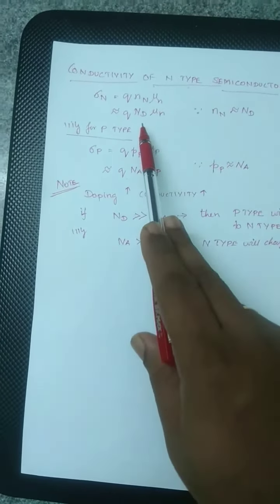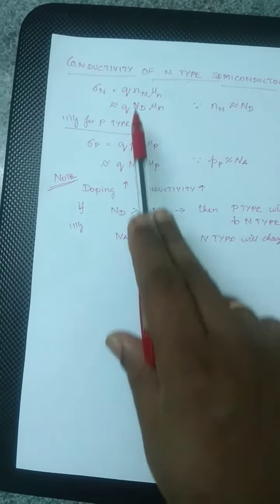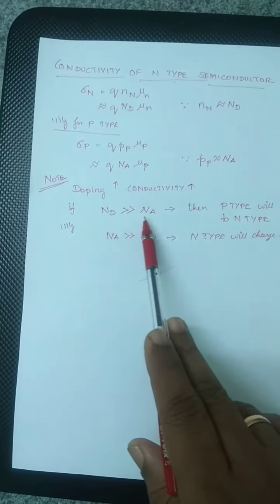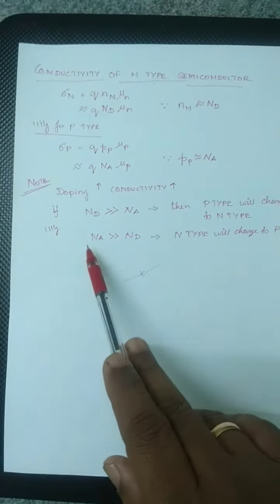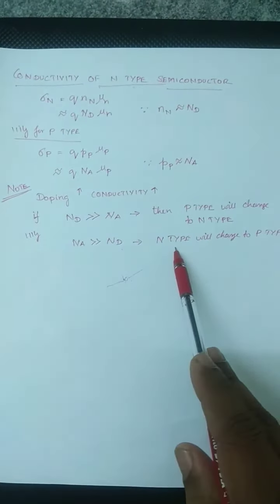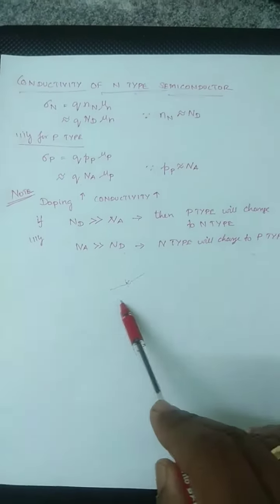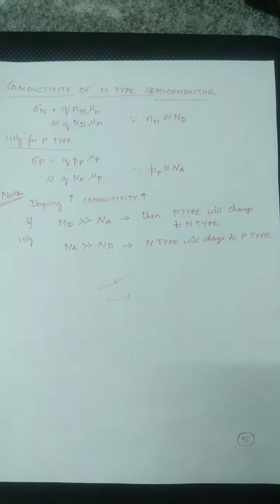Now you can see that Nd and Na play a very important role. If Nd is much greater than Na, then the p-type will change into an n-type. If Na is much greater than Nd, the n-type will change into a p-type. Now that's it for the class. We will see the problems in the next class.